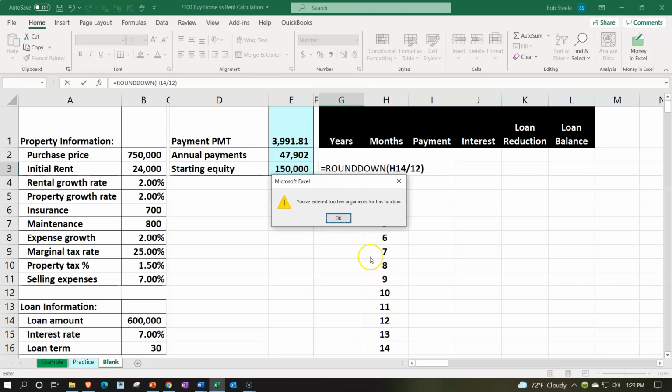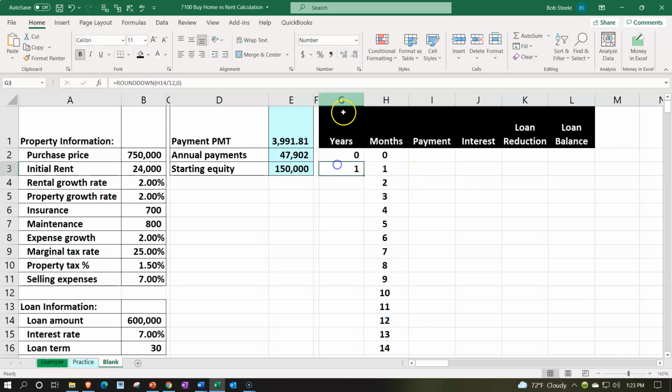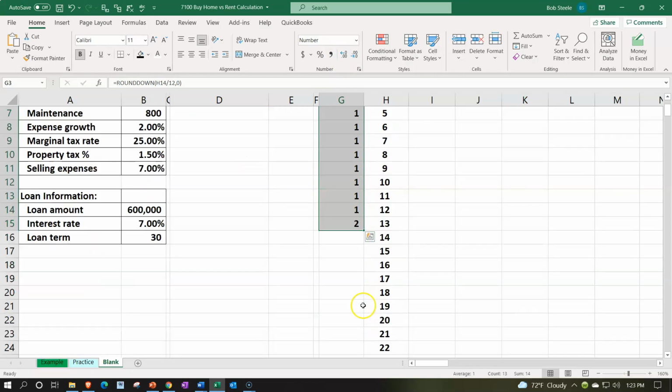You've entered too few arguments. Hold on a sec. Round down, and then I need to say comma 0, comma 0. Just give it the digit. There we go. And there should be no decimals if I copy it down. Like there's no decimals. So it's 1. And if I copy it down to 13, it should convert to 2. There it is. I'm going to double click, take it all the way down.